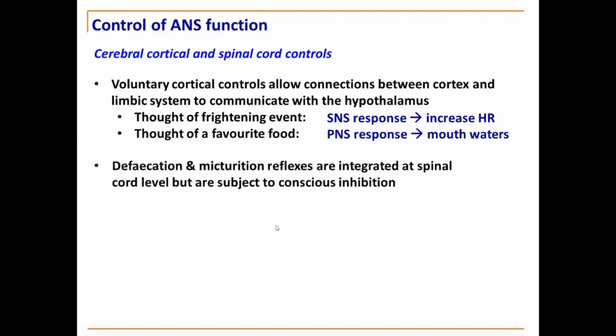And the same thing with defecation and micturition, which is urination. Those reflexes are integrated at the spinal cord level. So they are reflexes that allow smooth muscle to change its tone, but they're subject to conscious inhibition. We can prevent ourselves from urinating or defecating. Okay, so we have that conscious control.